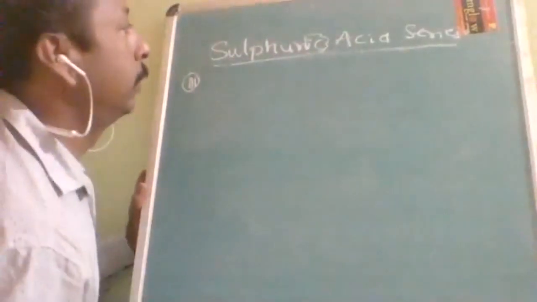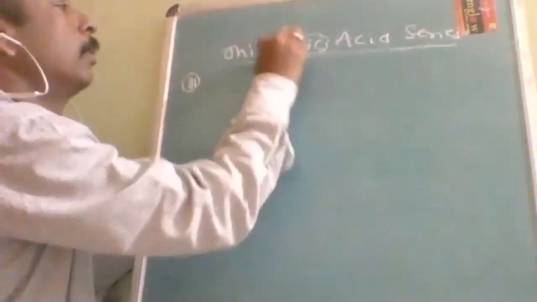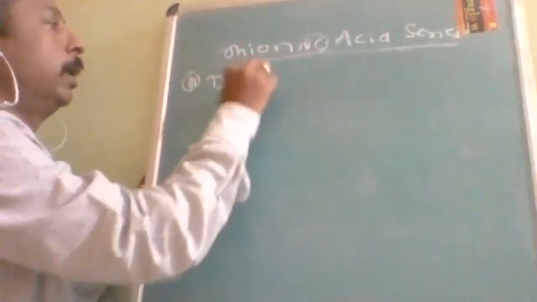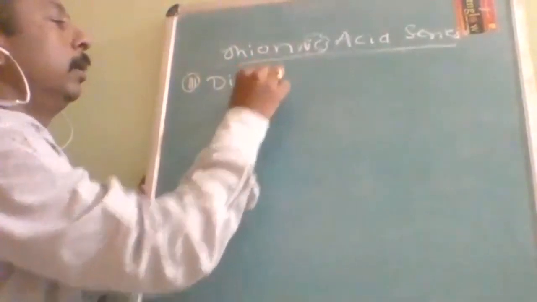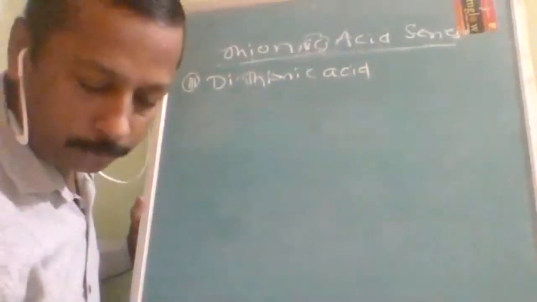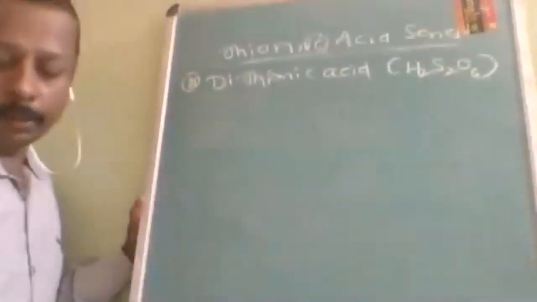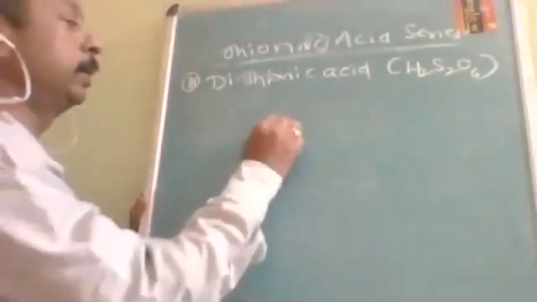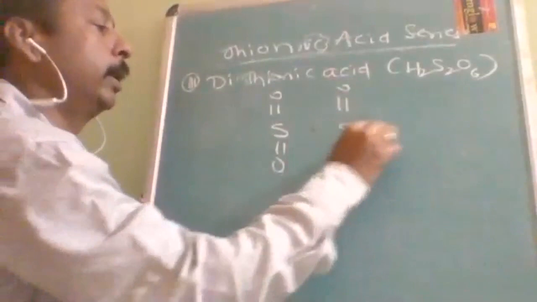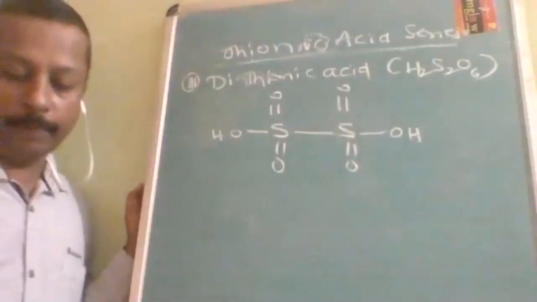Thionic acid series. In thionic acid series, the first one is dithionic acid. Dithionic acid formula is H2S2O6. Is it understood? Now here both places the center element will be sulfur only, and both sulfur will be connected by one single bond, dithio. That means two sulfur are connected with one single bond.